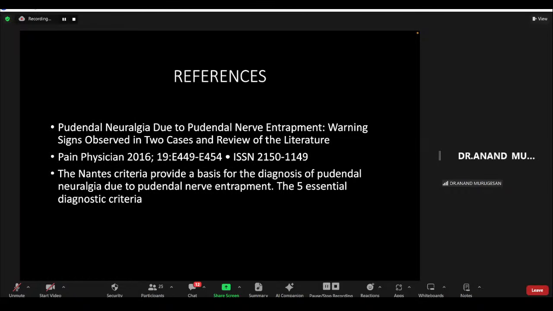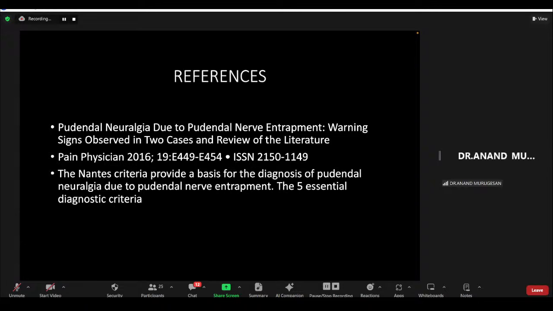Another thing: as I said, there is pain on sitting, and pain should not be present on sleeping. The night pain, the rest pain, is so classical of neuralgia from sacral root pathology, which is a cause for pudendal nerve pain, but not the cause for entrapment. For entrapment neuropathy to happen in the pudendal nerve, it should be in a sitting posture, not lying down. Another important criterion is the positive diagnostic test: if you give a pudendal nerve block, the pain should get relieved.